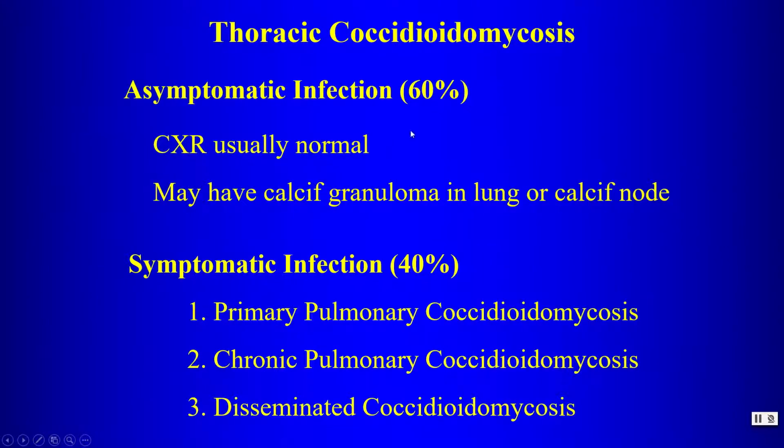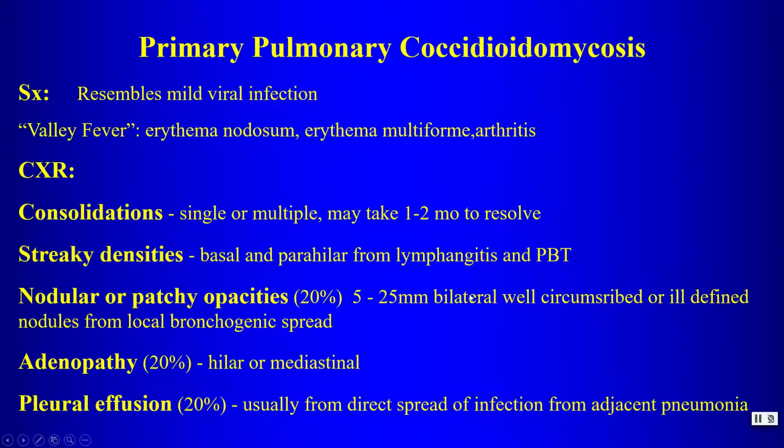So we can have asymptomatic infection, and that might heal with calcification or granuloma formation. And symptomatic infection, this can give you primary disease or chronic disease, and as with all fungal infections, you can also have miliary disease. So with primary disease, the symptoms resemble a mild viral infection. This has also been called valley fever. These patients might have erythema nodosum, erythema multiforme, and arthritis.